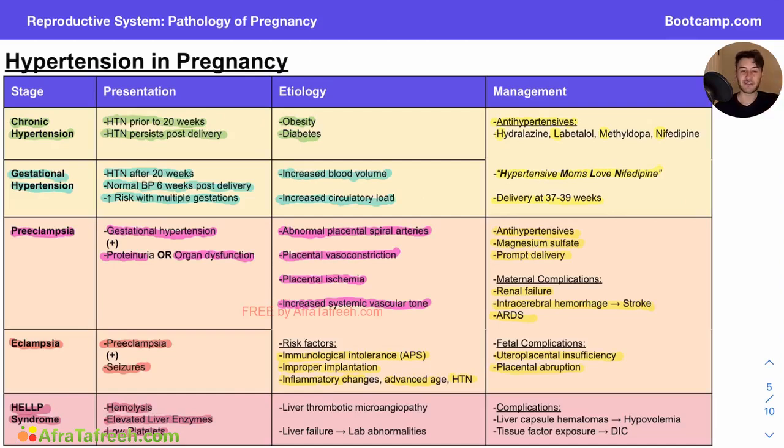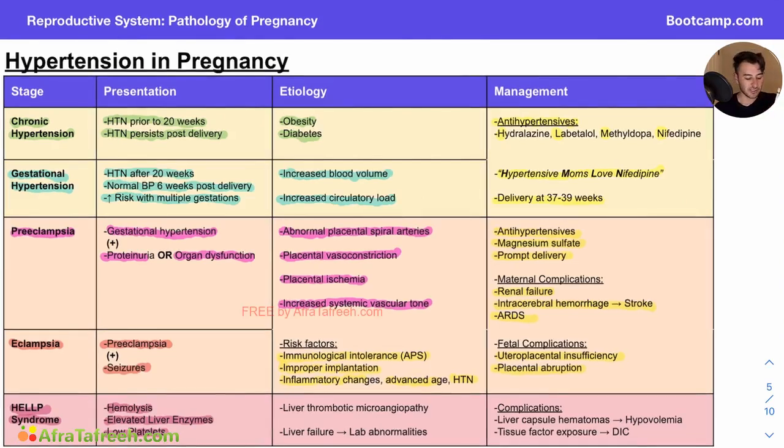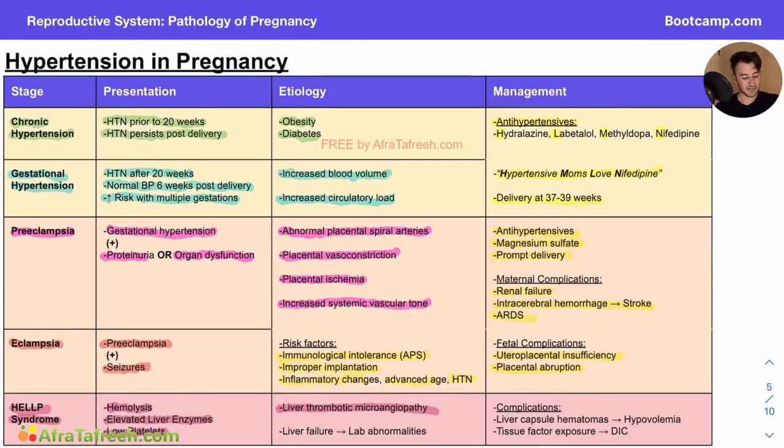And the HELLP syndrome pathophysiology is very similar. We're going to have vasoconstriction, vasospasm in our liver, and it's going to cause liver thrombotic microangiopathy. And so our liver is basically having a bunch of microclots all throughout, and it's going to lead to liver failure. And we know that our liver is a major synthetic organ, and it's responsible for making a lot of enzymes. It's a big reservoir for platelets. And so as soon as our liver starts failing, we start to see these lab abnormalities in the form of hemolysis, elevated liver enzymes, and low platelets.